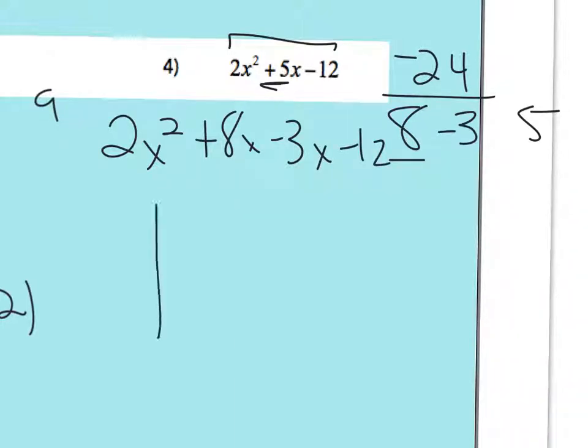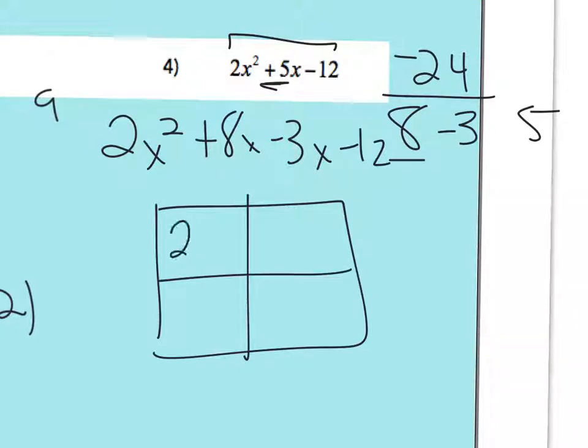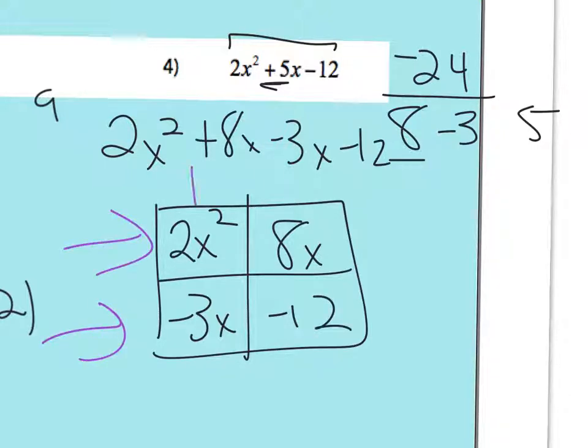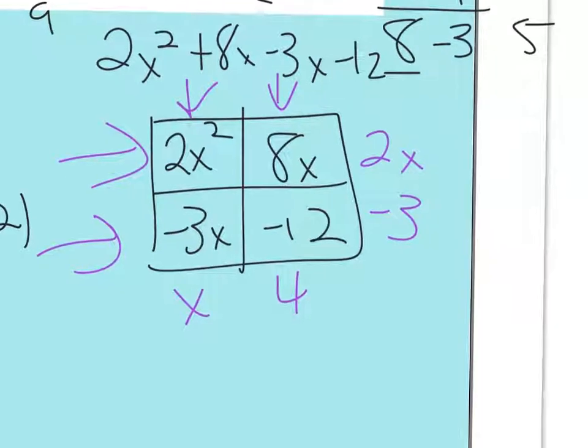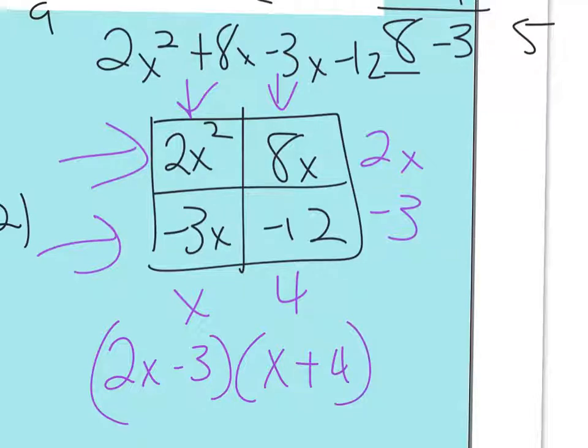And again, I'll draw the box to kind of show you what I do. 2x squared, 8x, minus 3x, minus 12. Then go across, down, to figure out what you're doing. So this is just going to be 2 times x. This is going to be negative 3. Going down, that's going to be x. Going down, that's going to be 4. So my final solution then is going to be (2x minus 3)(x plus 4). And again, you can always check by multiplying back. FOIL it back and see if you end up with your original answer. In this case, yes, you will.